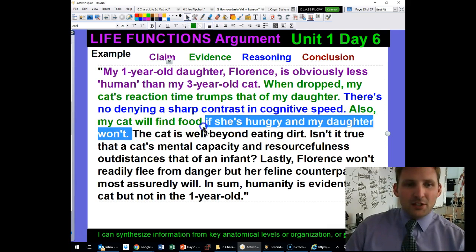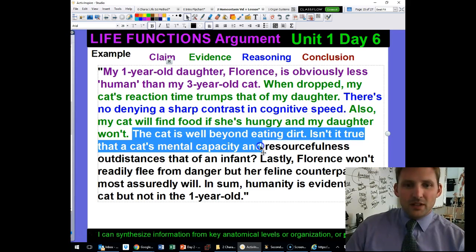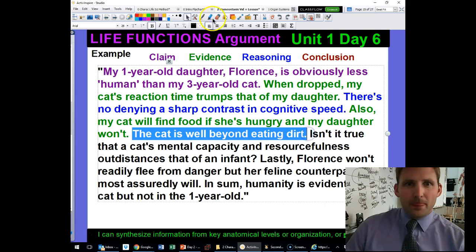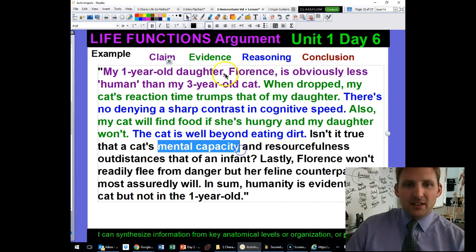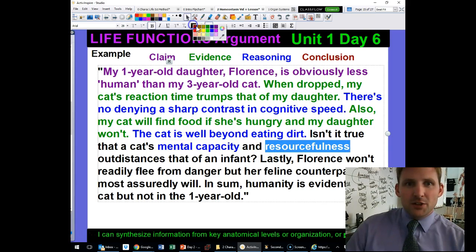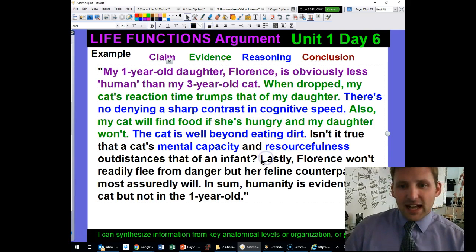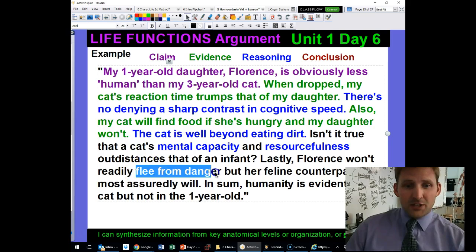And then I explain that a little bit here. So that would be in blue. That's my reasoning. Talking about hunger. Mental capacity and resourcefulness. I think mental capacity is kind of a re-summary of that previous argument here, and resourcefulness is another reason, kind of a summary of my argument here, my second one. And then I say, lastly, Florence won't readily flee from danger, but her feline counterpart most assuredly will. In sum, humanity is evident in the cat, but not the 1-year-old. So that's another line of evidence. Fleeing from danger, for me, was a criterion for being human.